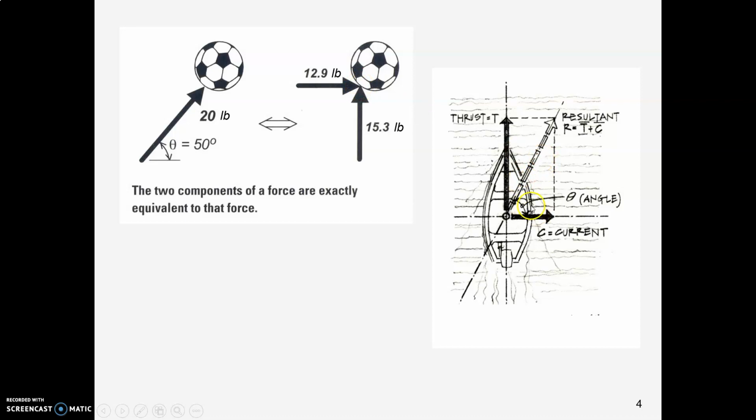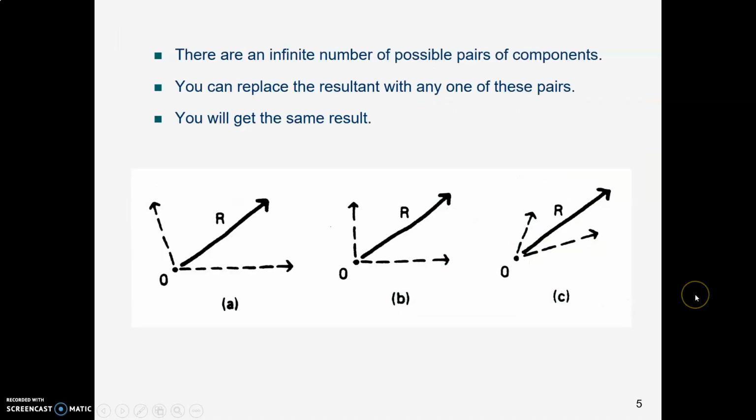Or here's our motorboat. The X component, the horizontal current, and the Y component, the vertical motorboat force, have exactly the same result as that slopey resultant force. In fact, there are an infinite number of combinations you could do. Here are three drawings with the same resultant arrow, same length, magnitude, same angle and sense, with several different examples of combinations of two forces, two components, that you could add together and make that one resultant.